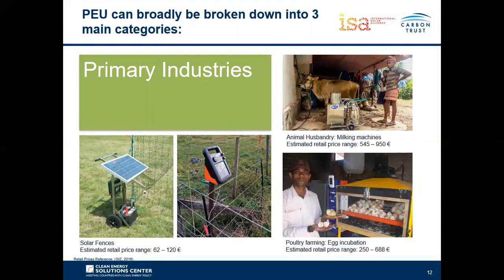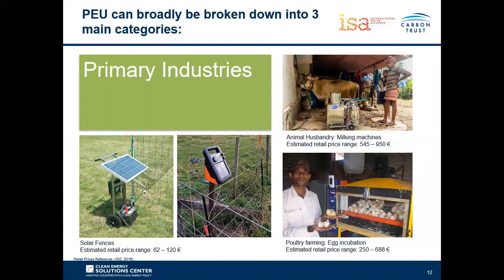These productive energy use activities can be separated into three main categories. So the first of which, primary industries. This is to do with agriculture, fishing, forestry, and farming. These are uses in rural environments that are at times the most accessible because of the low financial capital needed to get these underway. We can see that a basic solar fence to keep the livestock in ranges from 62 to 120 euros.